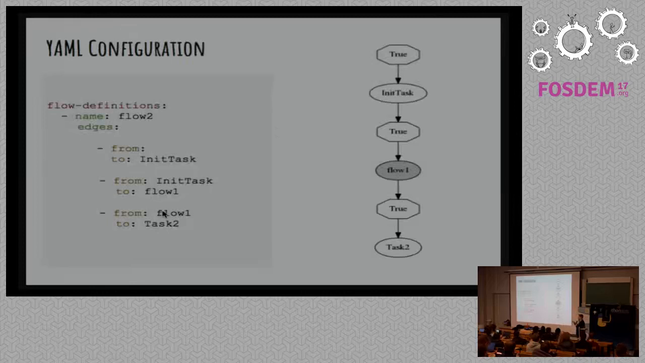As a flow is another node in your dependency graph, you can directly state your flow in your YAML configuration file, like this. So in this particular scenario, after the init task is done, we can run flow 1. After that, we run flow 2.